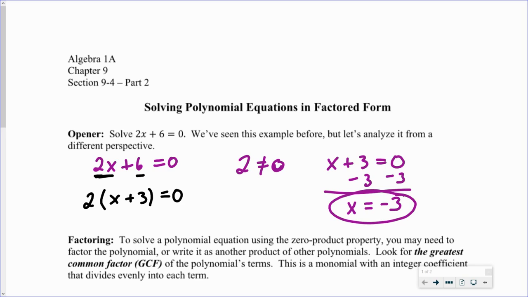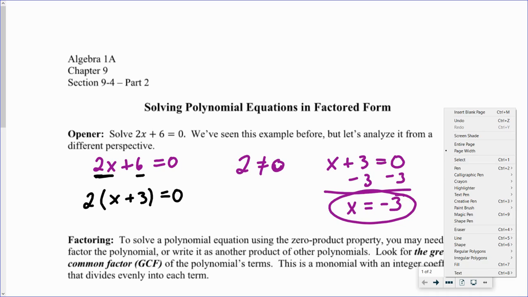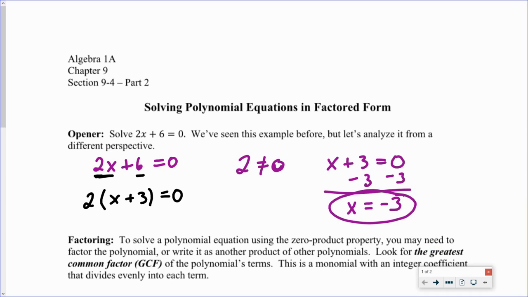We're definitely going to use this sort of approach right here, where we're taking out a common factor to help us solve equations moving forward. But before we actually start solving the equations, we're going to practice finding greatest common factors first.